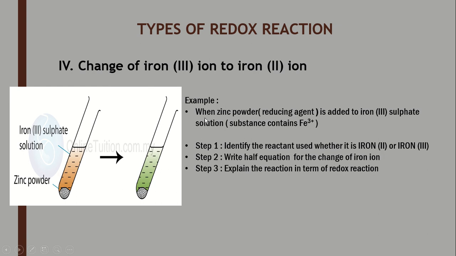So, like before, we need to know the steps on how to solve the problem. So the first step is to identify the reactant used in the reaction, whether it is iron(II) or iron(III). So for example, for this case, it says zinc powder. Okay, this zinc metal reacts with iron(III) sulfate solution. Okay, here it is clear. We know the reactant is iron(III), which means automatically we want to convert it to iron(II).